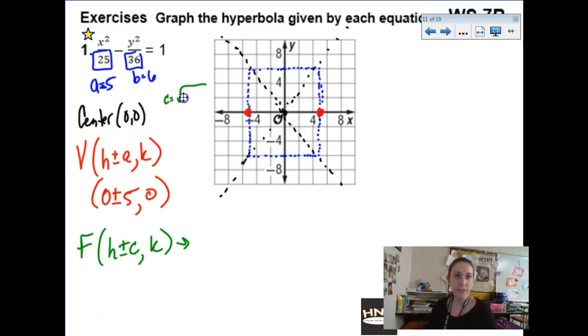It's the square root of a squared plus b squared. What is that, 50, 61? I don't know, 7 point something, right? Did I write that down? 7.8 apparently. So, that would be at 0 plus and minus, I'm just going to put 7.8, comma 0.